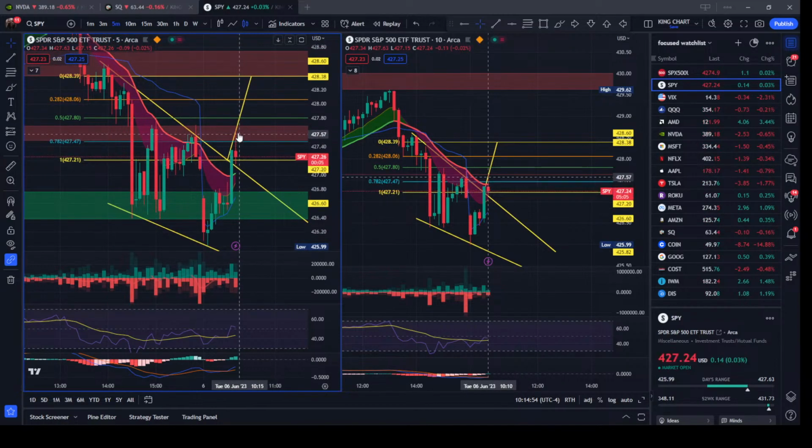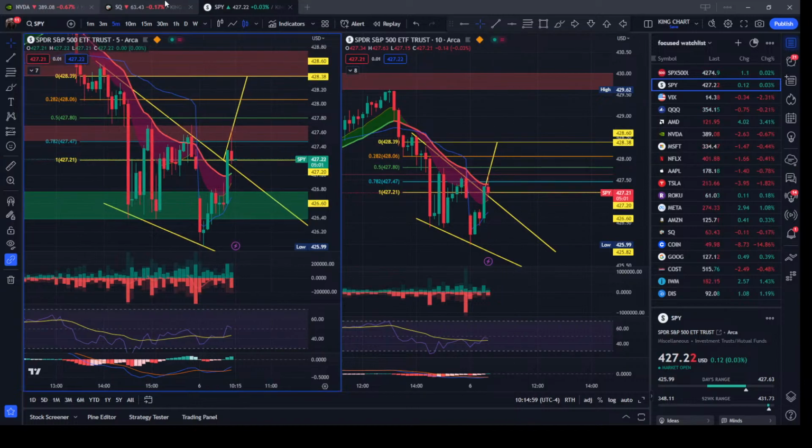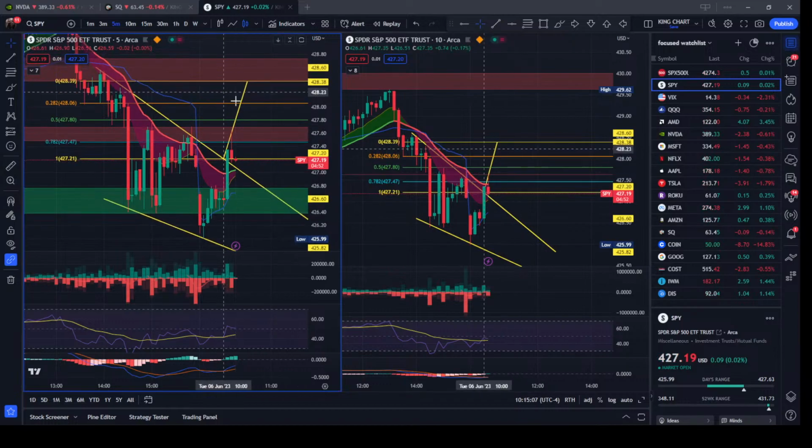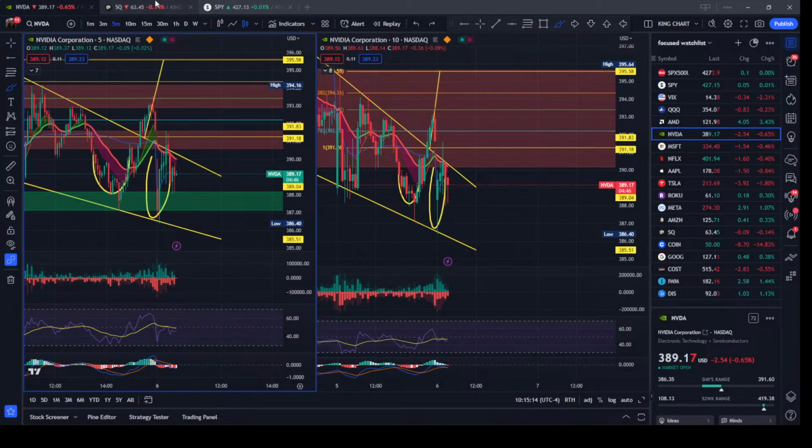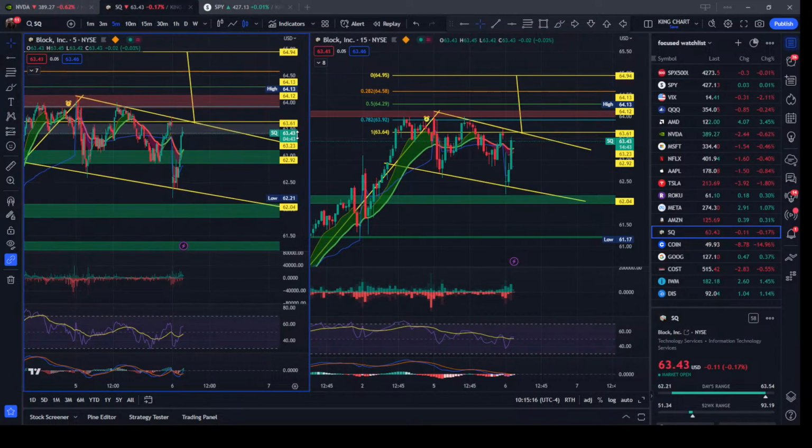Wow, huge wick from the downside, even bigger wick from the upside. Bulls and bears are fighting there. Yeah, so we actually opened right there at 427.21. That's our open price. So I think we should give it another candle. Of course, manage your risk. But in my opinion, I think we're going to continue to go up here.